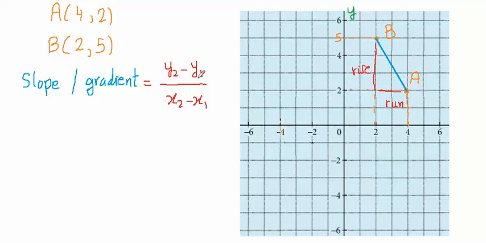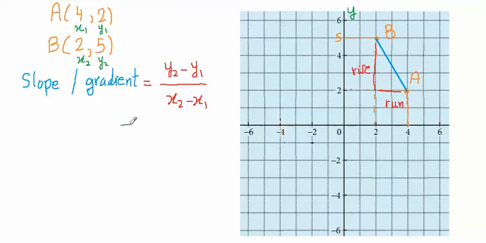So what is y1, y2, x1 and x2? Any point you can mark as 1, 1 and the other one as 2, 2. This means that this 4 is x1 and this 2 is y1. Similarly for the second point we mark with 2, so this will be x2 and this will be y2. Now just substitute these values in this formula.